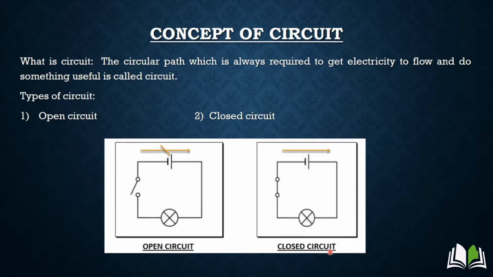In the first picture we can see the switch. Here the switch is open and that's why it is called an open circuit, because the electrons cannot flow from this point to this point. So the net current is 0. So this is open circuit. In the second picture, as we can see, the switch is closed. So the electrons can flow easily from this point to this point. So the current flows in the circuit. So this is called the closed circuit.